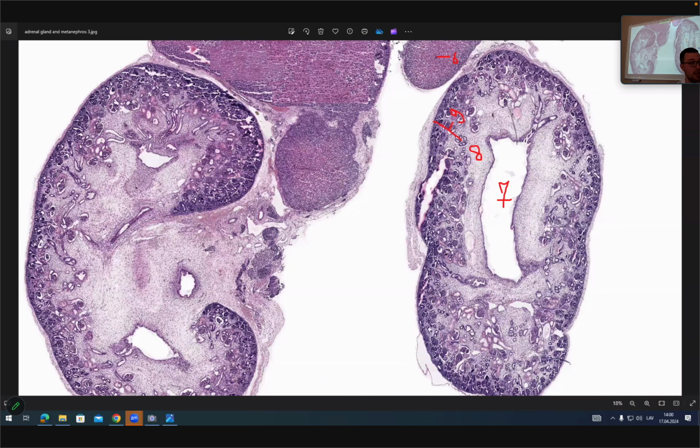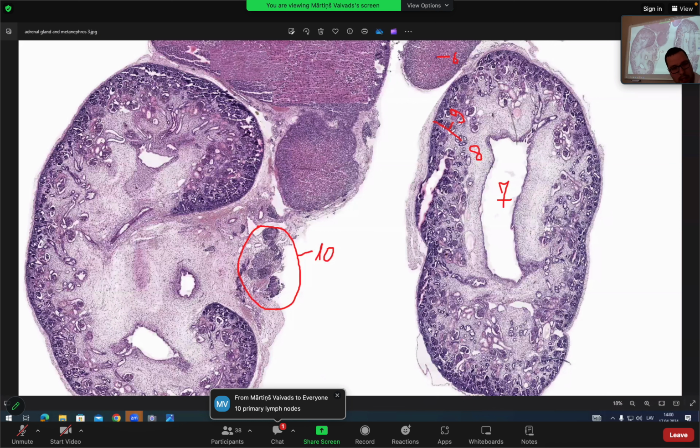What else is left? We need to finish the class soon. Sometimes near the entry point of the kidney or the metanephros, you might see dark cell groups. And this number 10 is called primary lymph nodes. So these are lymphoid cell groups that can be found next to the metanephros, sometimes also close to the adrenal gland, but typically closer to the metanephros. So primary lymph node slides.